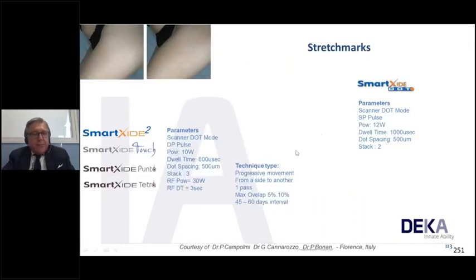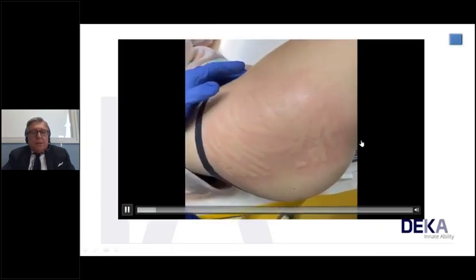These are the technique and the parameters. On the left, DP Pulse, power 10, dwell time 800, dot spacing 500, stack 3 or 2, depending on the type of skin. With the radiofrequency, we use 30 watts and 3 seconds as dwell time. With the previous one, we use SP Pulse, power 12 watts, dwell time 1000 microseconds, dot spacing 500 microns, sorry, and stack 2.